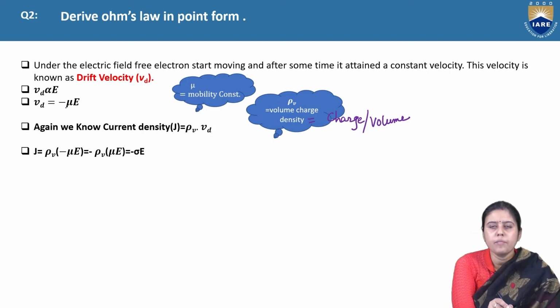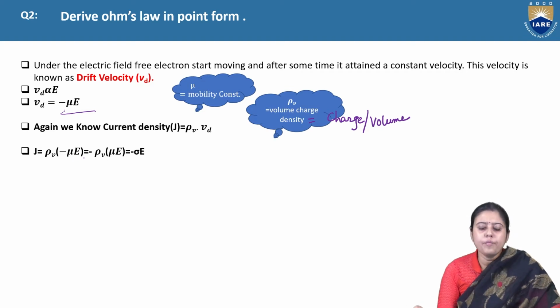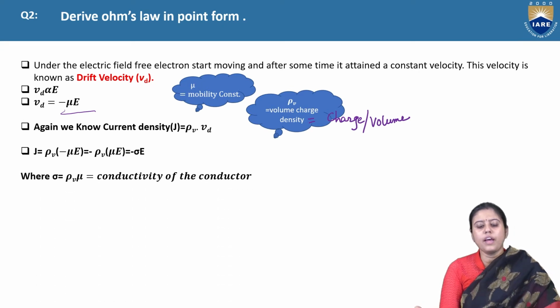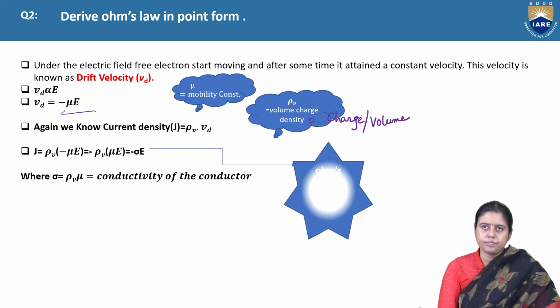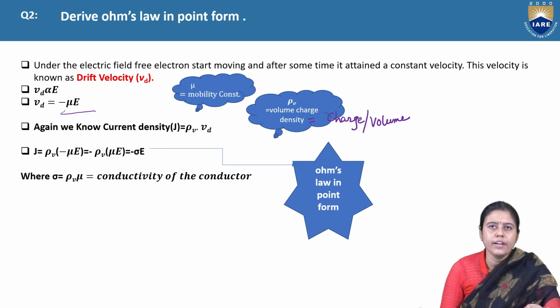And from this equation we got Vd equals minus mu E. So we can write J equals minus rho v mu into E. Rho v times mu is known as the conductivity of the conductor. So we got that the current density depends on the conductivity of the conductor times the field intensity, and it is known as Ohm's law in point form.